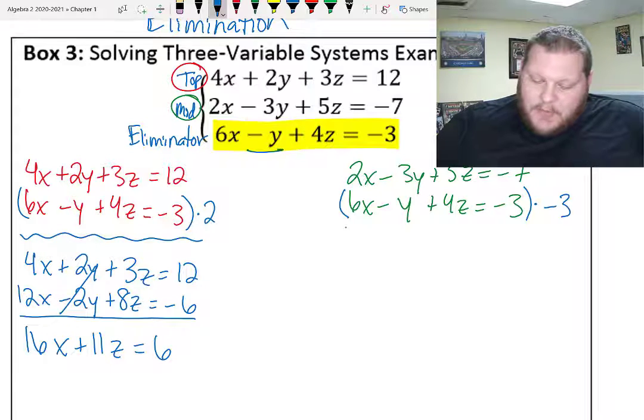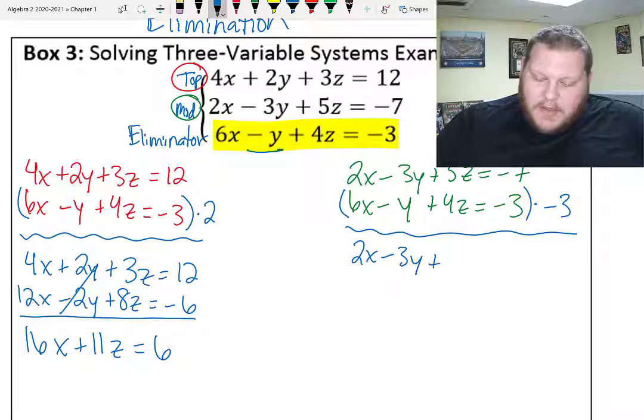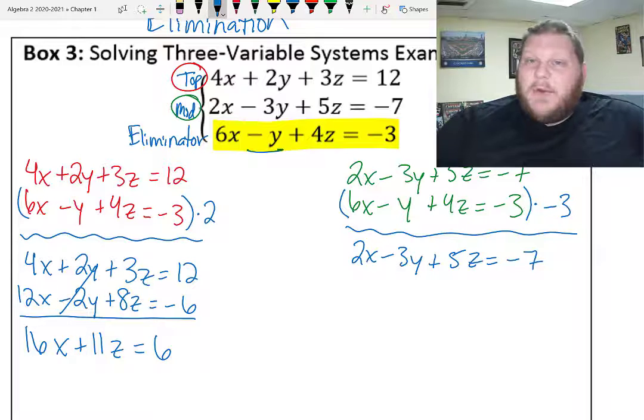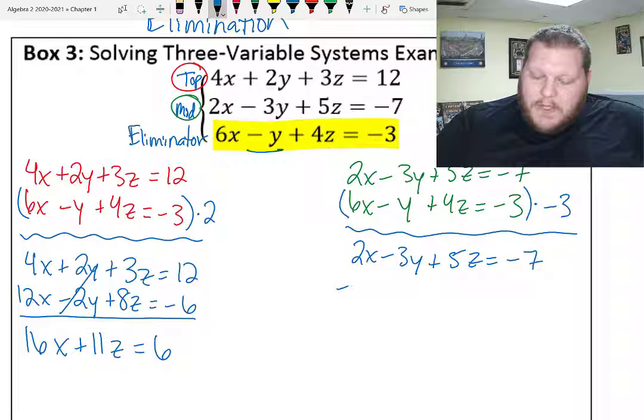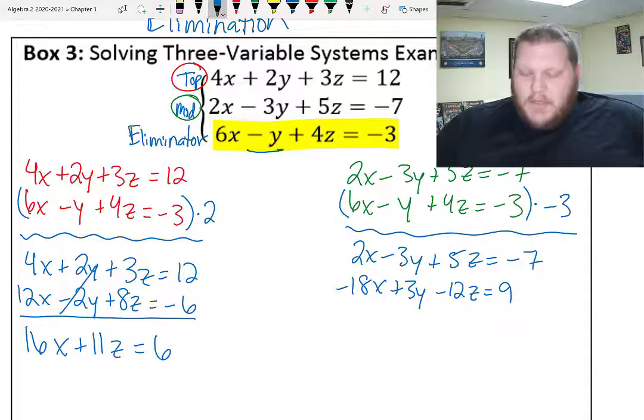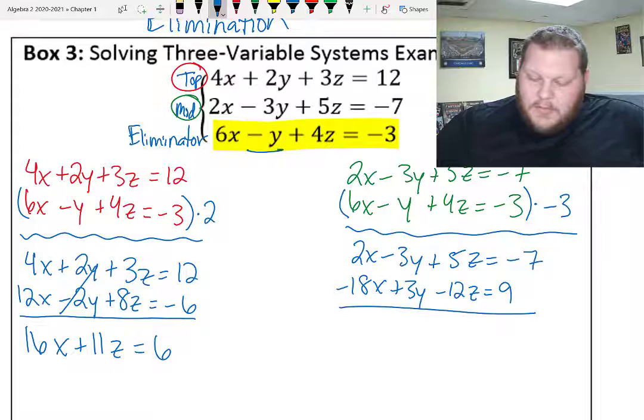So again, my top equation is not going to change. 2x minus 3y plus 5z equals negative 7. And my bottom equation, when I multiply by negative 3, becomes negative 18x plus 3y minus 12z equals positive 9. So adding up, going down, my 3y and my negative 3y cancel out. I've got a negative 16x minus 7z equals 2.